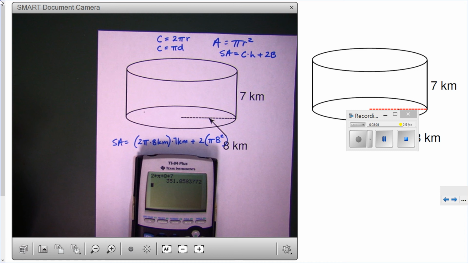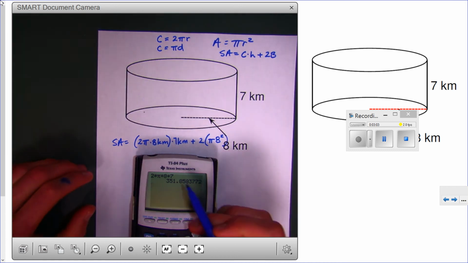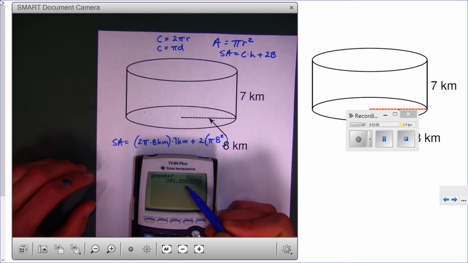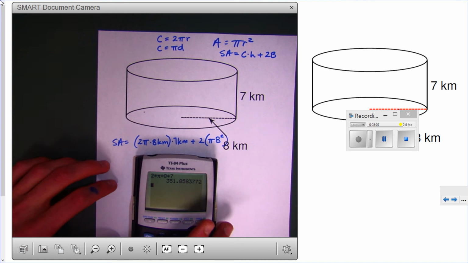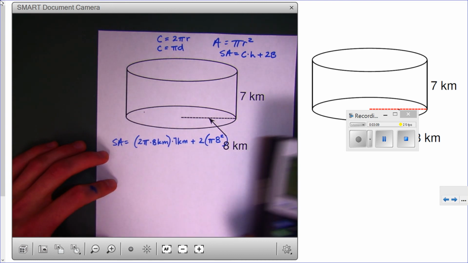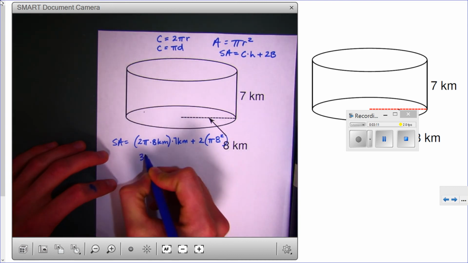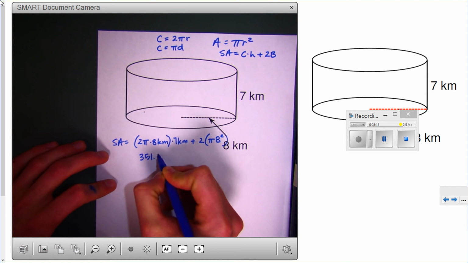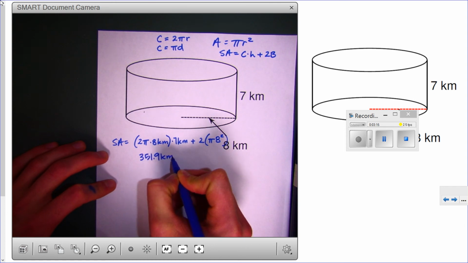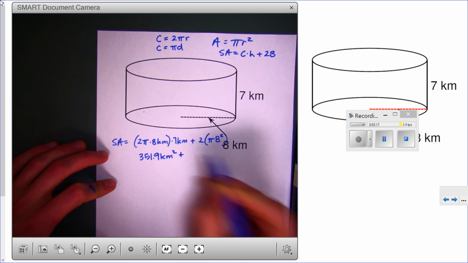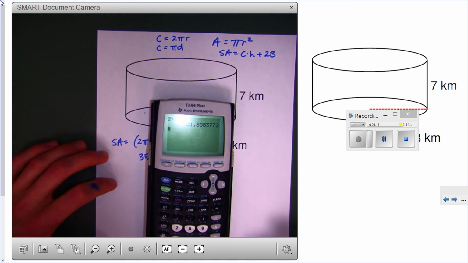This is 351.8583. Don't take all those. Since this is a 5, I'm going to round that 8 up to a 9 and call it good. Round to the nearest tenth. So this is going to be 351.9 kilometers squared. Plus, let's find the area of the base.